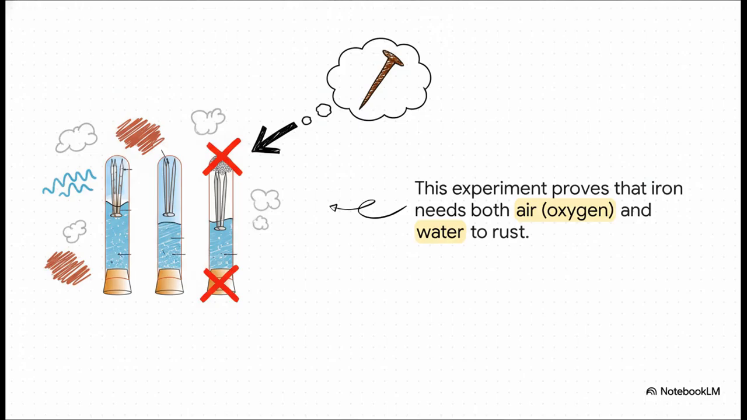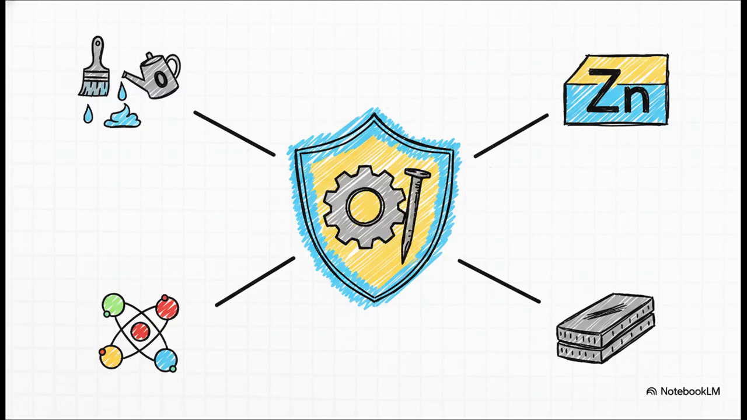If you remove even one of these conditions, as you can see in the other test tubes, the rusting will stop. So how do we stop it? Well, there are several methods. Simple ones like painting or oiling just create a barrier. But a very important method is called galvanization. This is when we coat iron with a thin layer of zinc. Now, because zinc is more reactive than iron, it corrodes first. It sacrifices itself to protect the iron. Another excellent method is making alloys, like stainless steel.